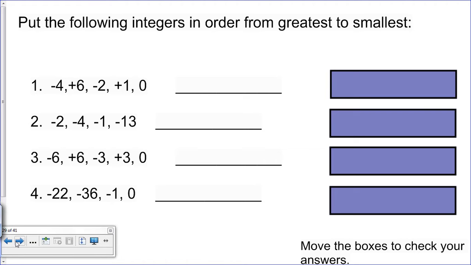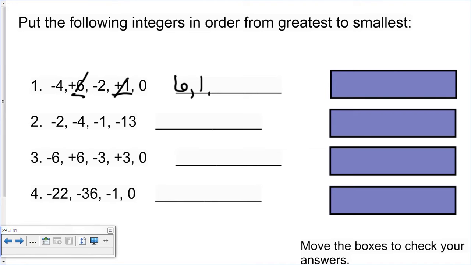Alright, now we're going to put these in order from greatest to smallest. Okay, so from the biggest to the smallest. So we've got some negative numbers and some positive numbers mixed in. So since we're going biggest to smallest, I'm going to first identify my positive numbers. So there and there. So my biggest would be positive 6. And then next would be 1. So I'm done with those. So I'm going to go ahead and cross them off.